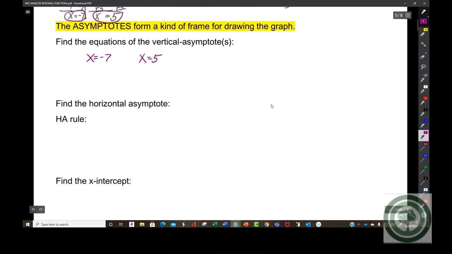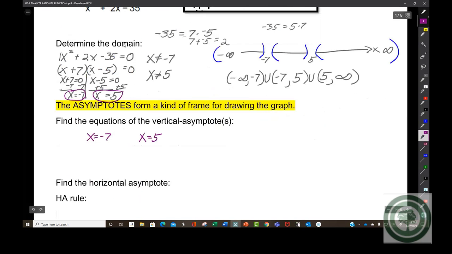Okay, so these are probably, I was going to say, the two easiest questions. They certainly are related questions. What is the domain? What are the vertical asymptotes? Most of the time, the vertical asymptotes are just the numbers that get taken out of the domain because those numbers would cause the denominator to equal zero. And most of the time, that's the whole story.